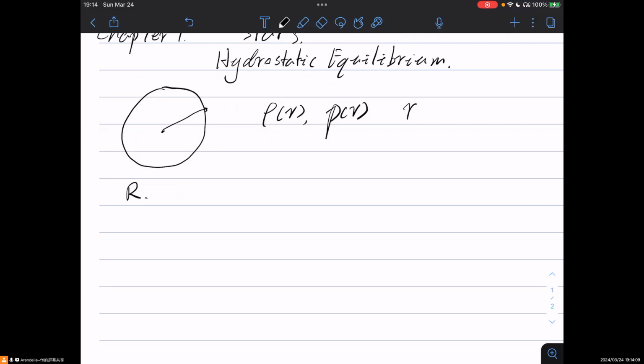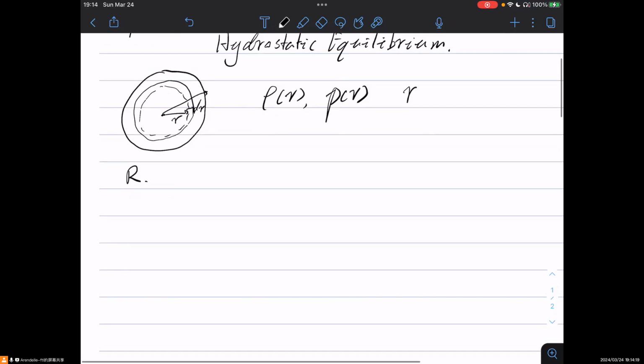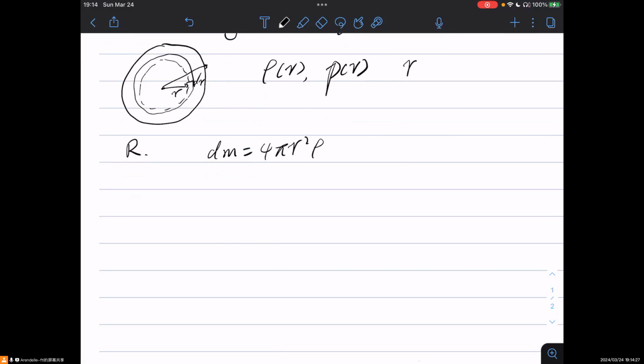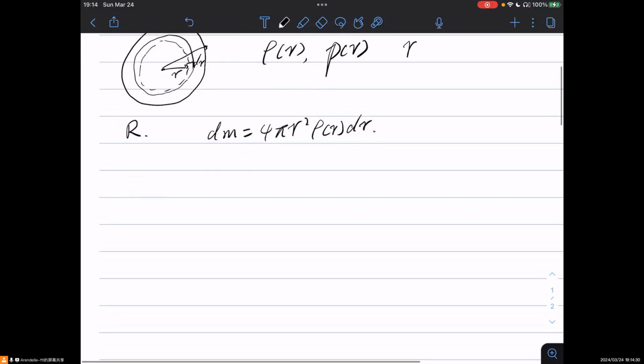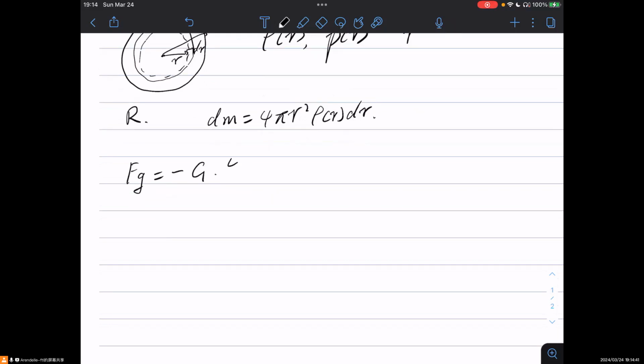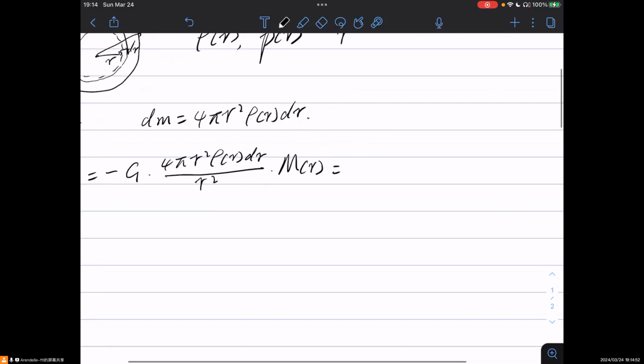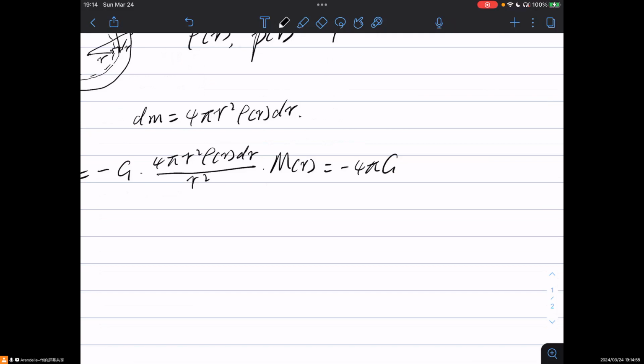Consider a thin shell of the star with radius r and thickness dr. Okay, so the mass of this thin shell is dm equals 4 pi r squared times rho(r) dr. And the gravitational force the thin shell feels, Fg, equals minus capital G times 4 pi r squared rho(r) dr over r squared times m(r), which equals minus 4 pi G rho(r) m(r) dr.